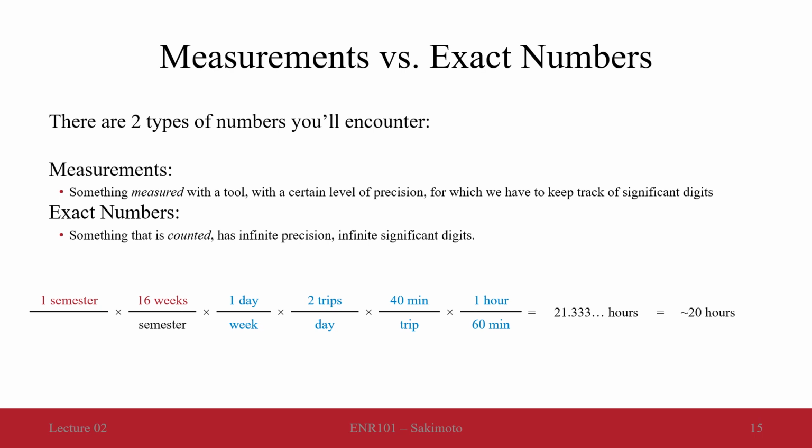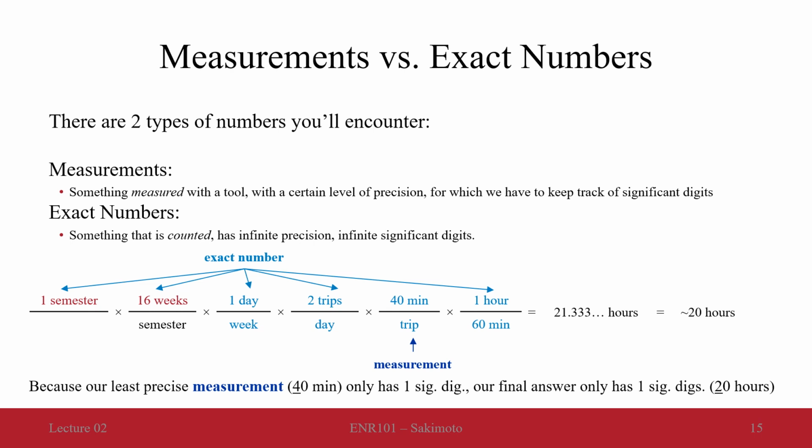Looking back at the example we started this section with, for this calculation of figuring out how many hours we spend on the TEA this semester, we can see we have 2 types of numbers. 1 semester, 16 weeks per semester, 1 day per week, 2 trips per day, and 60 minutes per hour are all exact numbers. They're things we count. There's no uncertainty associated with how many days there are per week or how many trips we make per day to get to and from class. The only measurement we make here is that we estimated that we take about 40 minutes per trip, but it's an estimate that has some uncertainty.